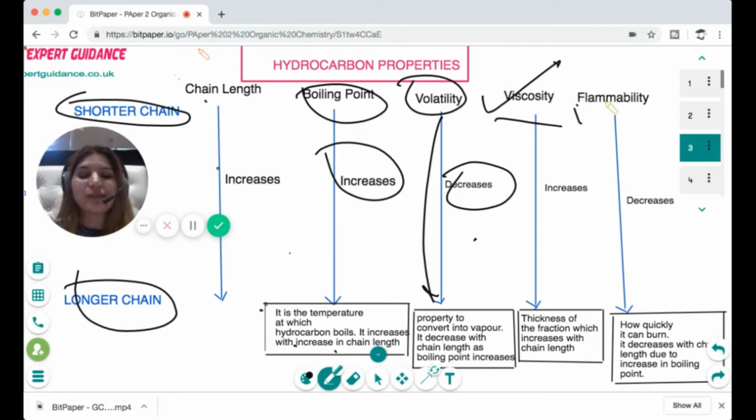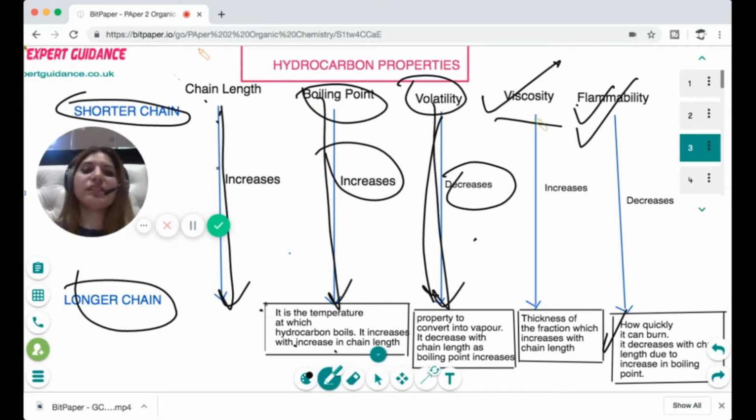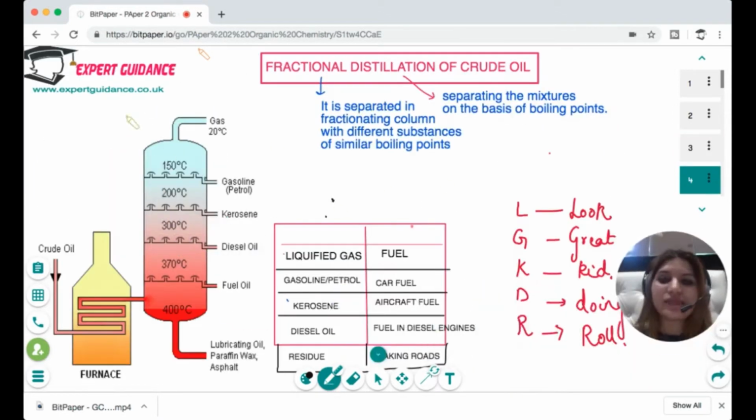And the last property is flammability, or the property of ignition, which is how quickly something burns, and it decreases with increase in chain length, because the longer the chain length, it is more difficult to burn that molecule or hydrocarbon. So as the chain length increases from top to bottom, the boiling point increases, the volatility decreases, viscosity increases, and flammability decreases. So you should know the meaning of all these terms and how they vary across the chain length.